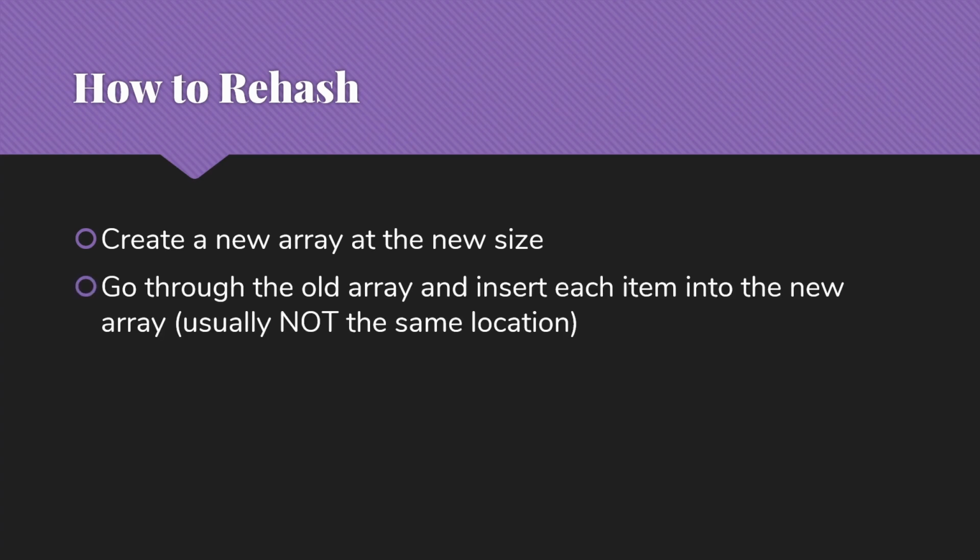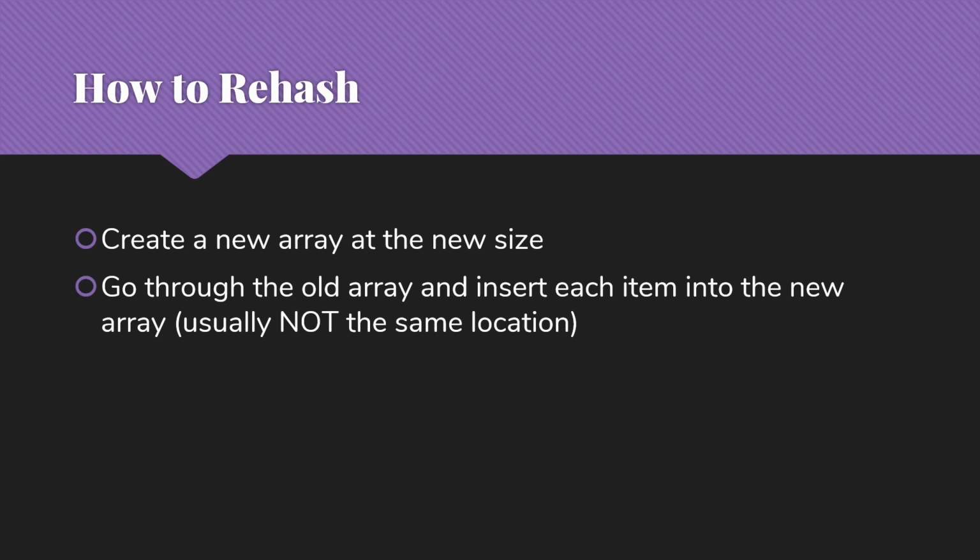So then how do we actually do it? When we've got our prime sizes, we know how big to make it, we know when to do it, so what do we do? Well, first of all, we're going to create a new array at the new size. Then we need to go through the old array, and for each item that's in the original hash table, we need to insert that item into the new hash table, the new array. But note that that's typically not going to be at the same location. We have to use our hash function to compute that new location, and of course our collision handling technique to find the actual spot where we're going to put the item.